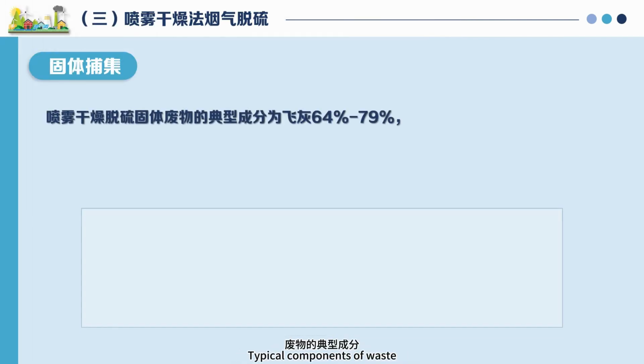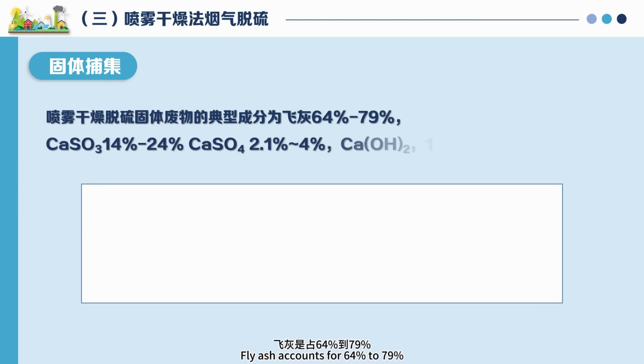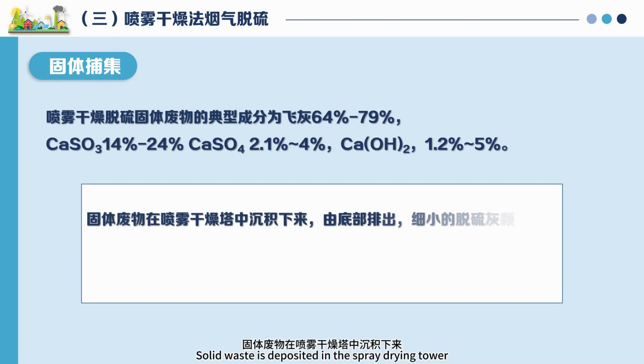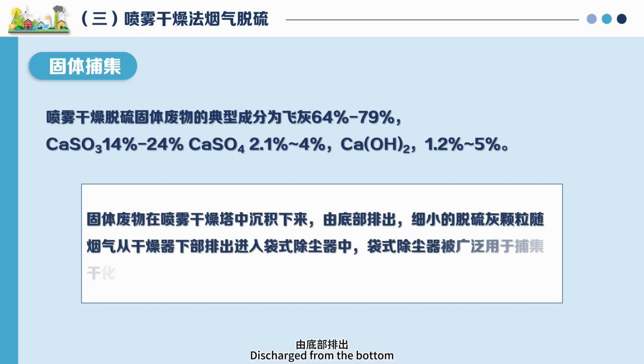Typical components of the waste: fly ash accounts for 64% to 79%. Calcium sulfite accounts for 14% to 24%. Calcium sulfate accounts for 2.1% to 4%. Calcium hydroxide accounts for 1.2% to 5%. That solid waste is deposited in the spray drying tower and discharged from the bottom.